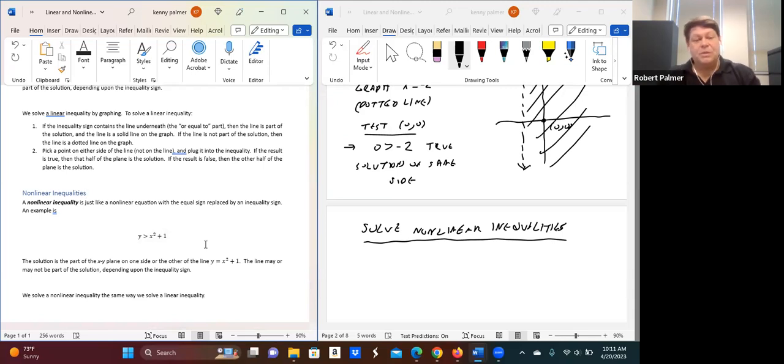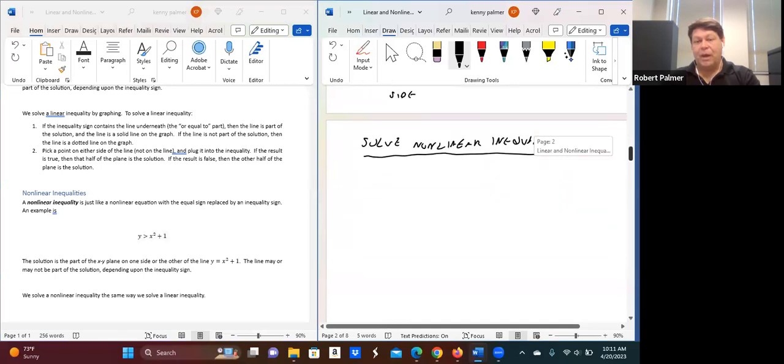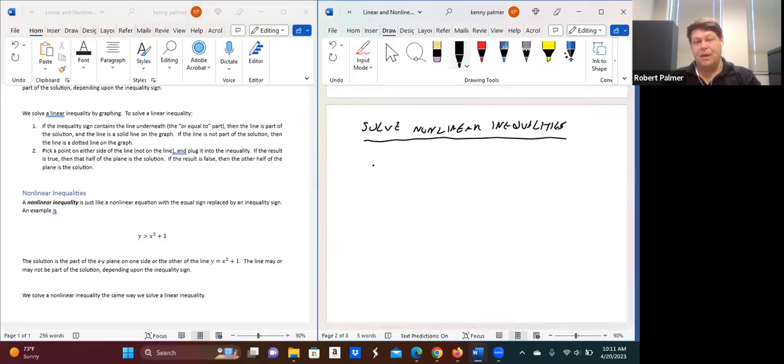Okay, so solutions. Let's look at this example here. In a similar way, solutions are basically going to be on one side or the other of that graph or that line. In this case, if we do this example, y is equal to x squared plus 1, which is a parabola. And once again, the line of the graph may or may not be the solution, depending on the inequality sign. So let's take a look at that in a similar way. Let's look at that as our first one, number 1.